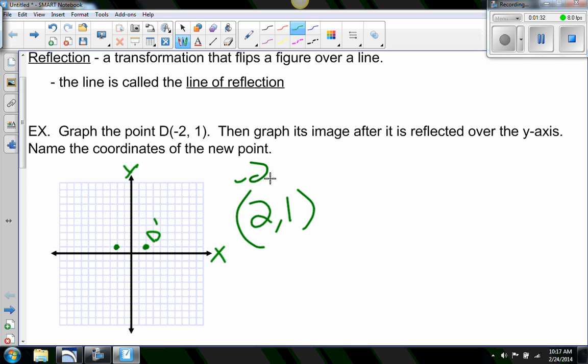Well, look at how that relates to the other one. The other one was at (-2, 1). So if you go across the y, look what's happening. The x value changes, the y stays the same.